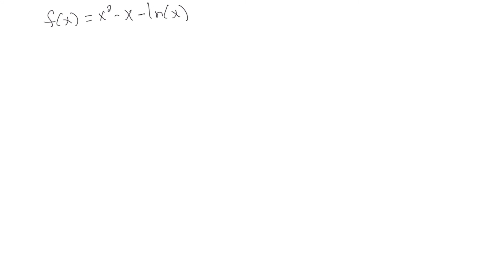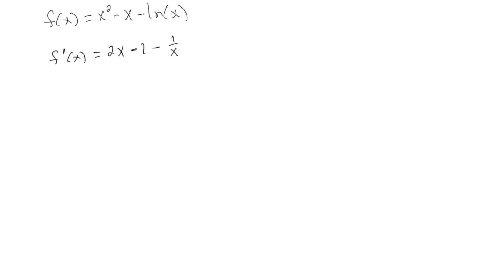So to find where the function's increasing or decreasing, any possible max or mins, we need to take a look at the first derivative. So let's take a look at the first derivative of my function. The derivative of x squared is 2x, the derivative of negative x is negative 1, and the derivative of ln of x is 1 over x.